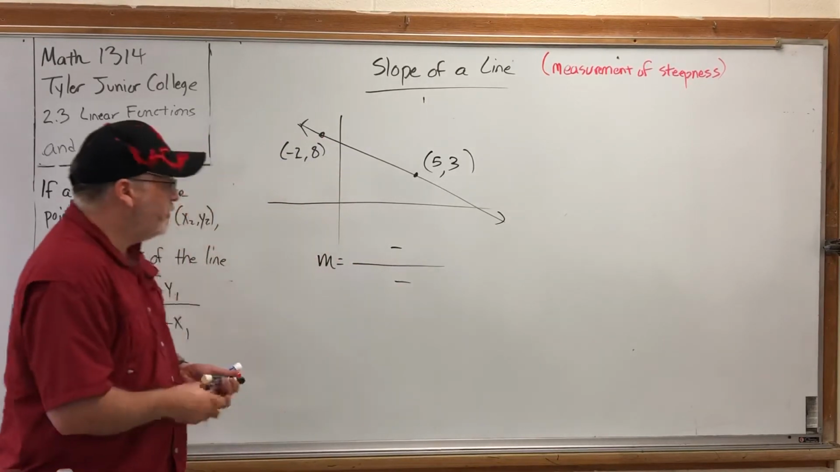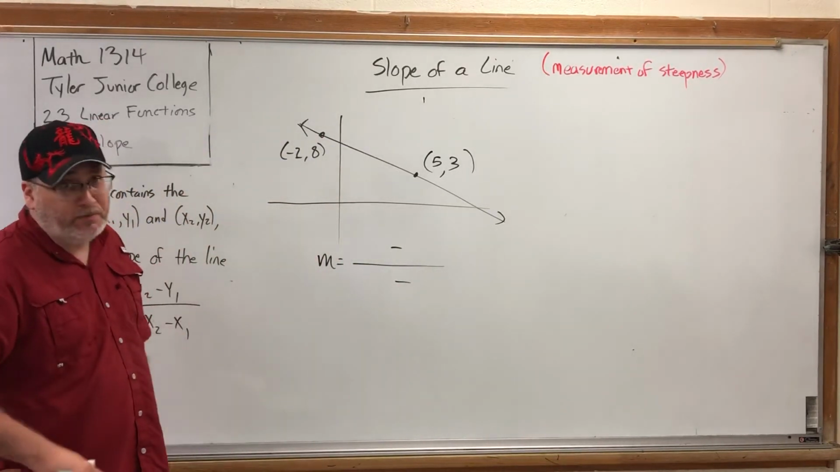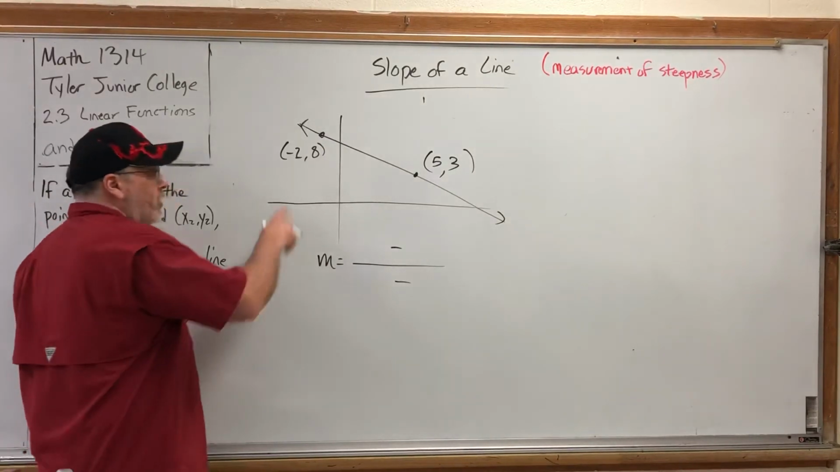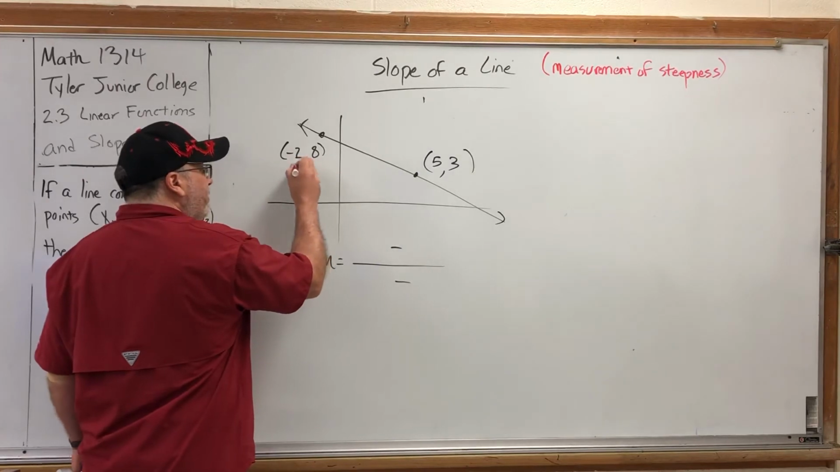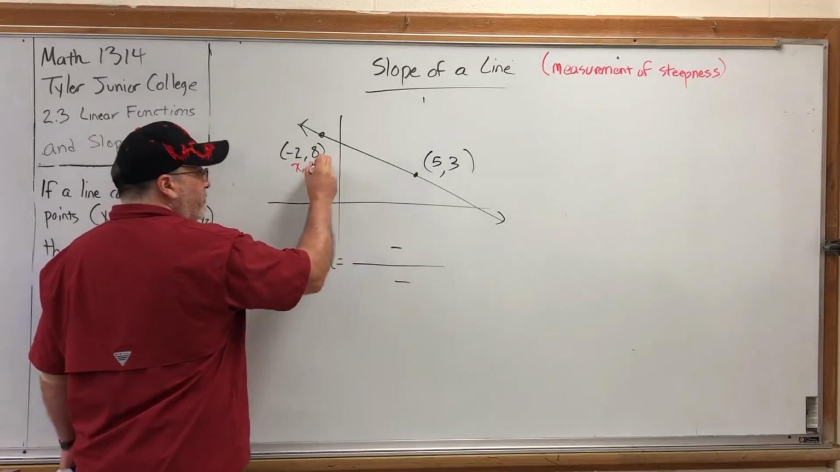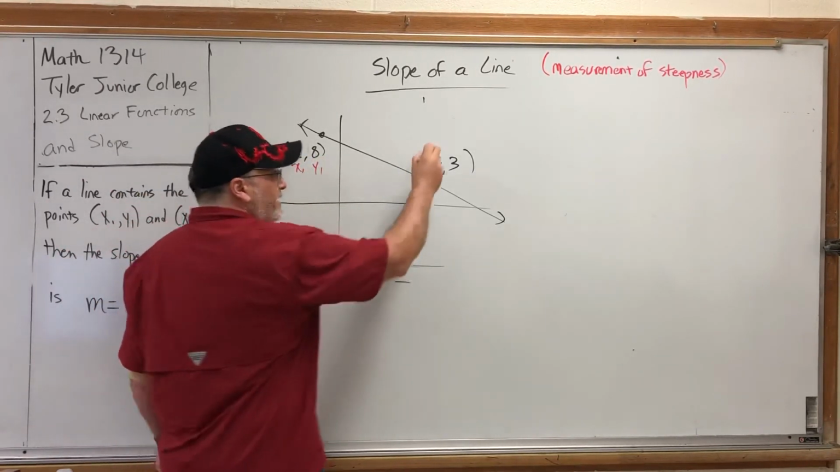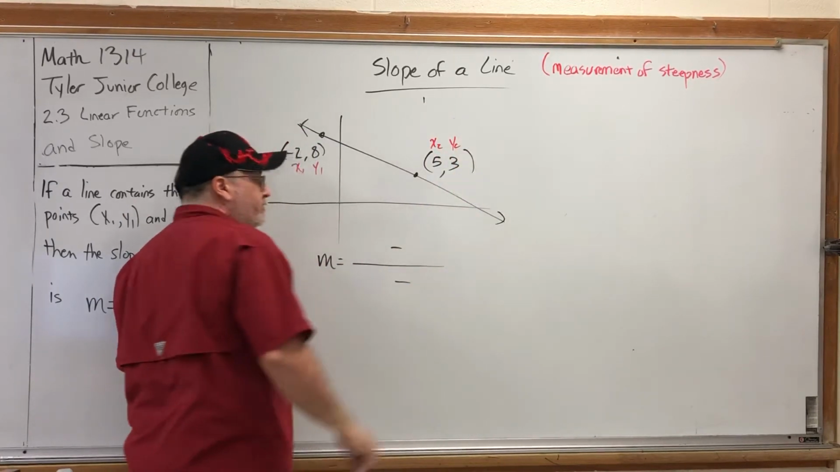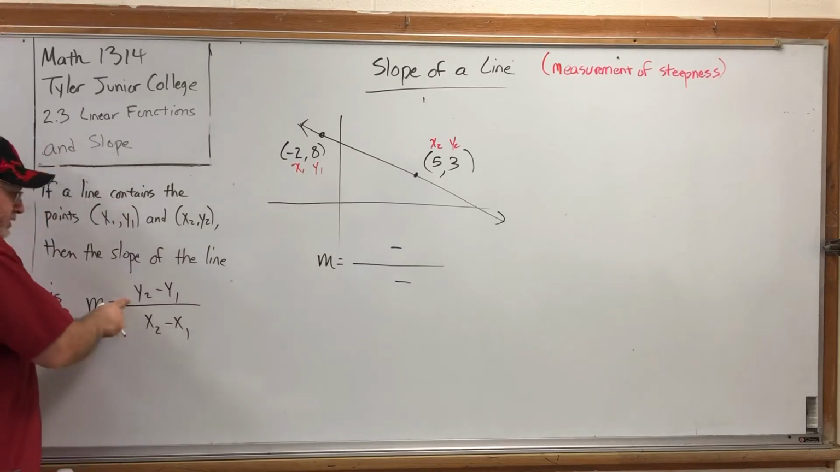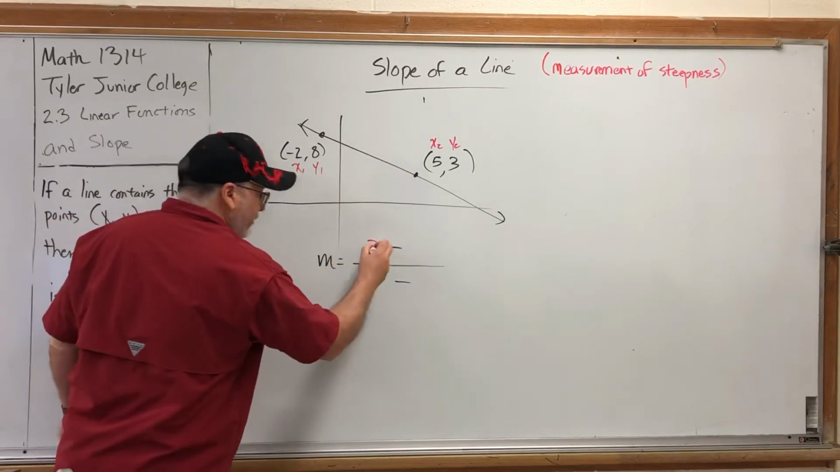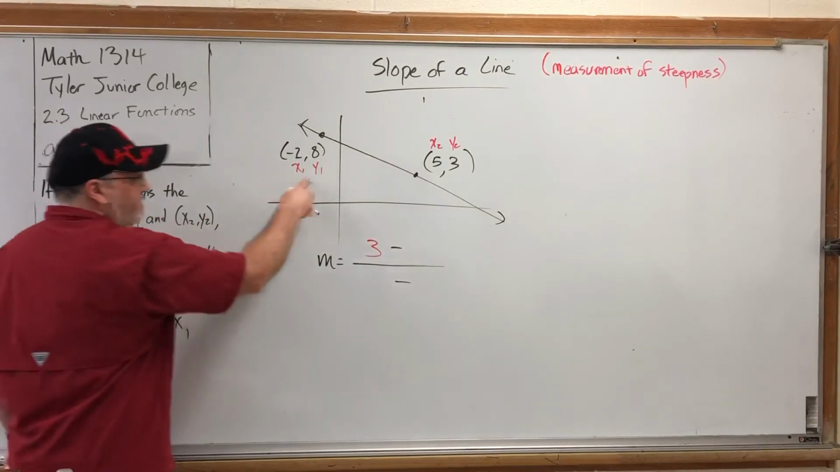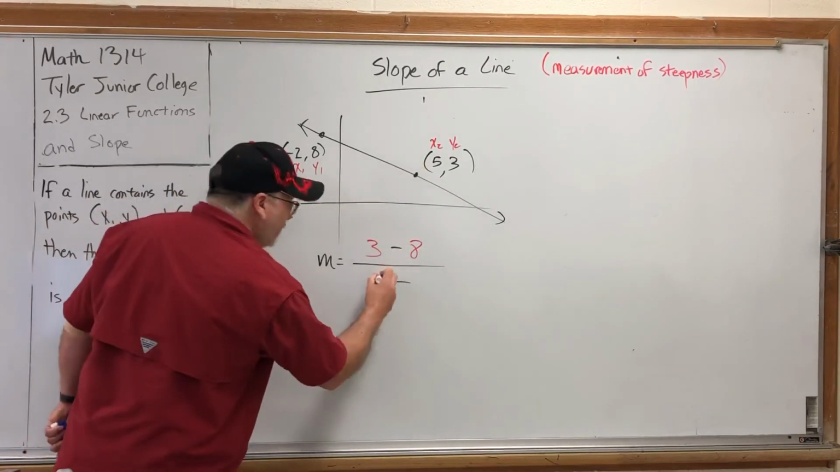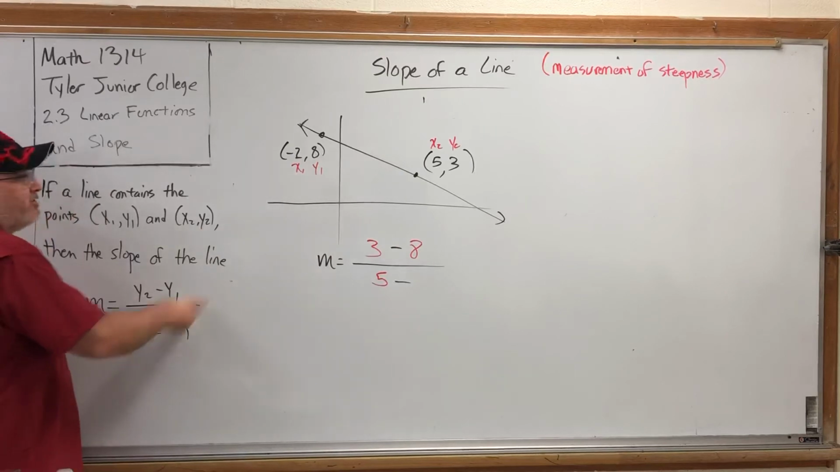First, we have to decide who's first and who's second, and the choice is completely arbitrary, but once you choose it, stick with it. Most people call the leftmost point the first point, so we'll say x1 is negative 2, y1 is 8, making x2 5, and y2 3. So let's just substitute the values. Second y is 3. First y is 8. Second x is 5. First x is negative 2.